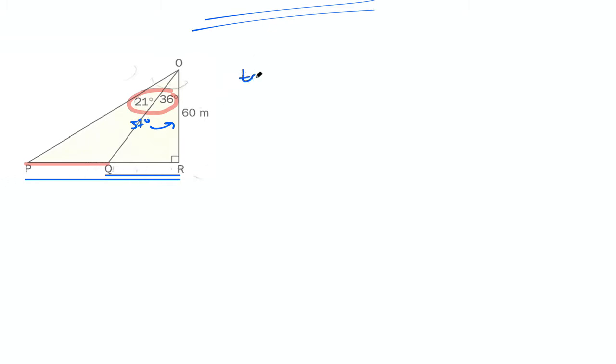So if I use tangent of 57, it's going to equal the opposite, which is PR, the long line, over 60. Just multiplying both sides by 60, I can isolate for PR. Now we know the length of PR.